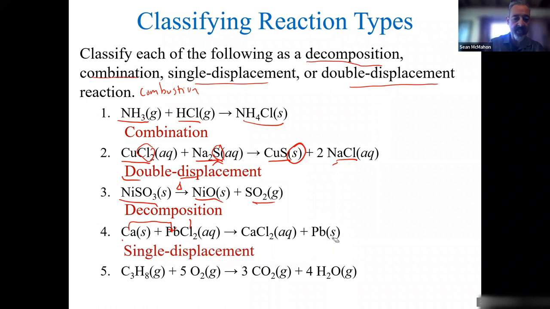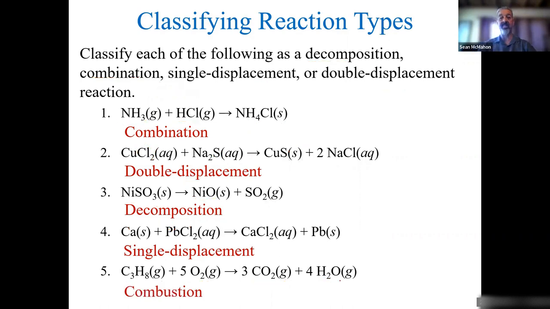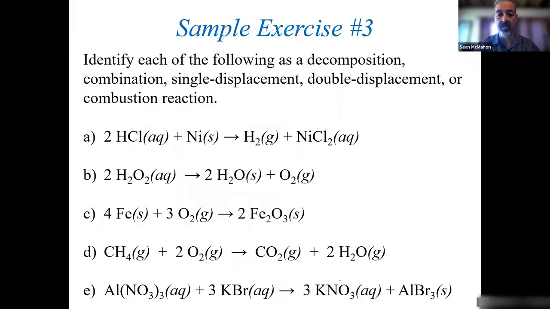And then last but not least, this is propane found in your propane tanks when you barbecue. And what do I notice? Oh, one of the reactants is oxygen, supports combustion. I produce CO2 and water. This is combustion. Now I know this is a little tricky, but we're going to try it.